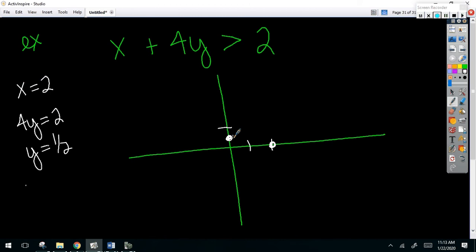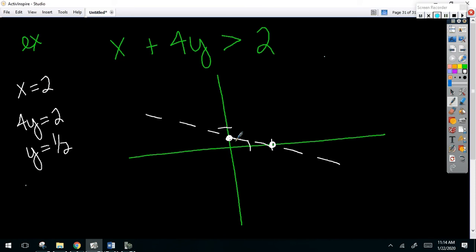Don't get upset and discouraged because it's a fraction. My next question is, should this be a solid line or a dashed line? Dashed, because it's exclusive. It excludes the number. Inclusive means it would include that number. Exclusive means that number is not included.